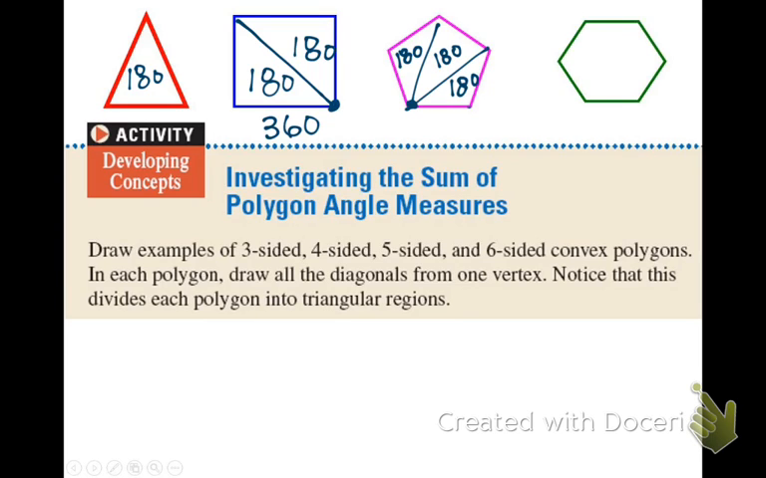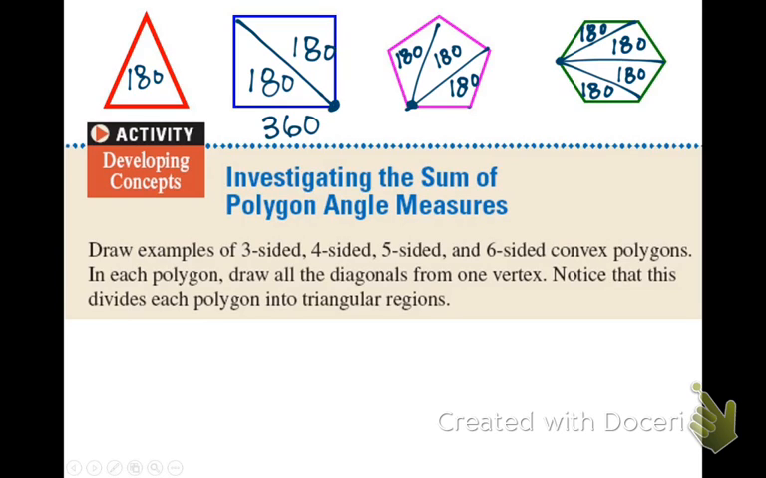How many sides are in a quadrilateral? 4. How many triangles could we draw? 2. How many sides are in a pentagon? 5. How many triangles could we draw? 3. So if you have a hexagon that's 6 sides, how many triangles do you think you can draw? 4. So you'd have 180 4 times. What was that, 720? 720. So what happens is, there's actually a formula to do this.